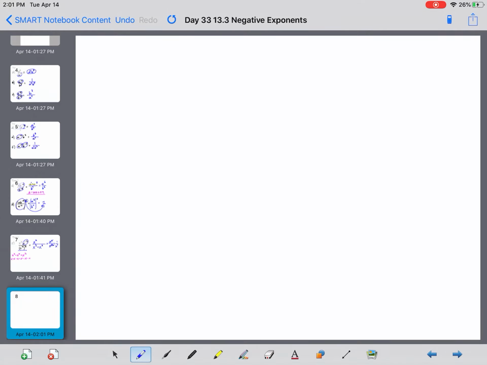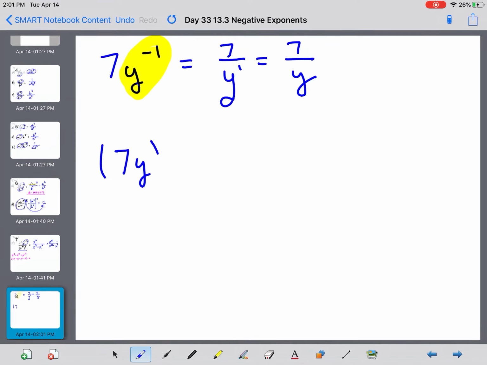I want to add in just a couple more here just to show you some things that can happen with your negative exponent. So how about 7 times y to the -1st power? Again, identify what's being raised to the negative exponent. It is only the y. It is not part of the 7. So that means that 7 is going to stay where it's at. And then this would be 7 over y to the 1st power, which would just clean up to 7 over y. Notice that difference if I had parentheses here.